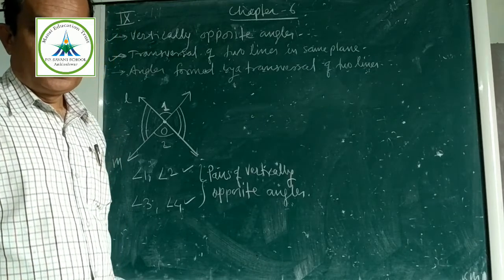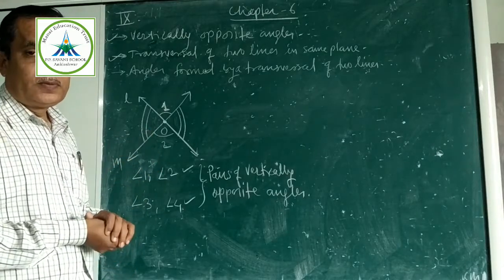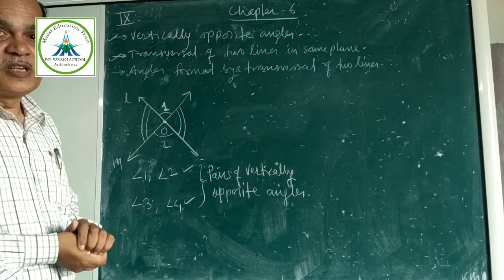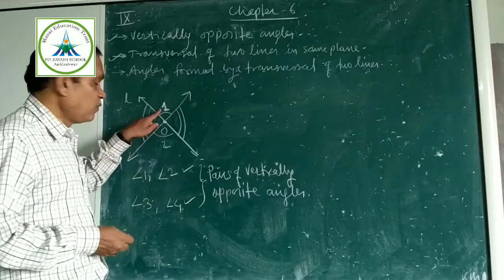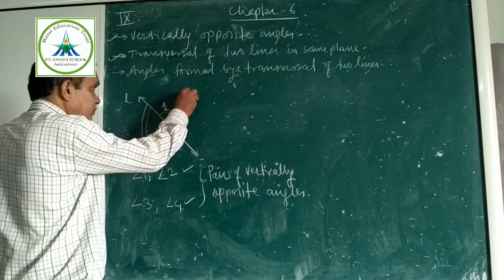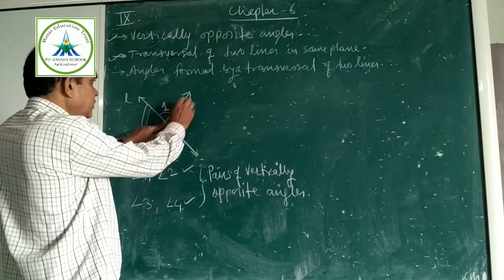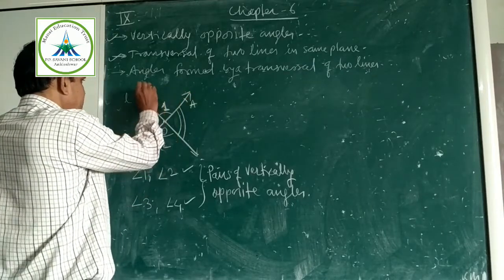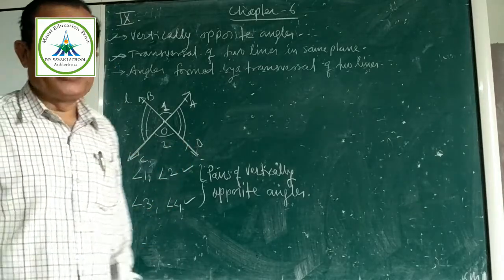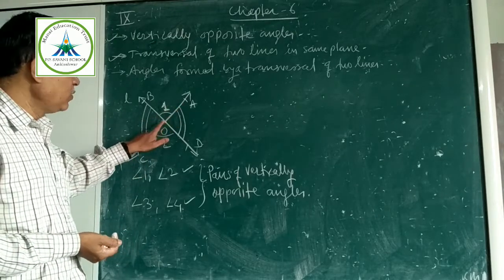if they form pairs of opposite rays. Now see, I am taking angle 1. What are the arms of angle 1? Suppose I am naming the points A, B, C, D. For angle 1, the arms are OA and OB.